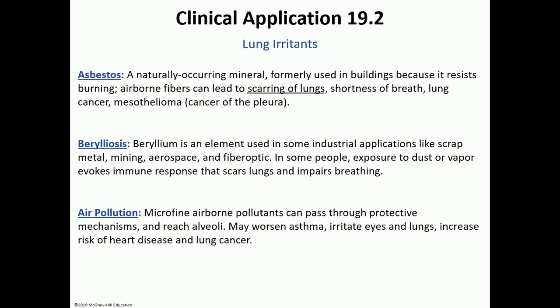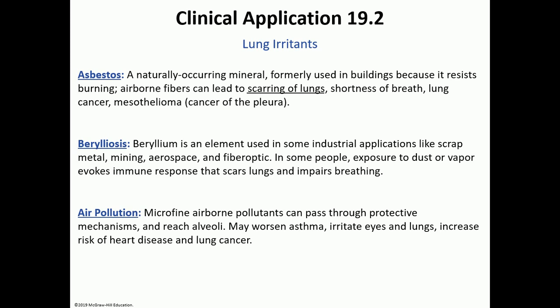So asbestos is a mineral that is found or used to be found in walls and in buildings. These are little fibers that can lead to scarring of the lung tissue. It can lead to dyspnea, which is shortness of breath. It could eventually lead to mesothelioma, which is a cancer of the pleura. Berylliosis would be due to the exposure to an element known as beryllium. Okay, beryllium is found in scrap metal, in fiber optics, for instance.